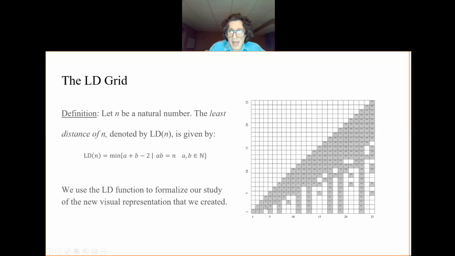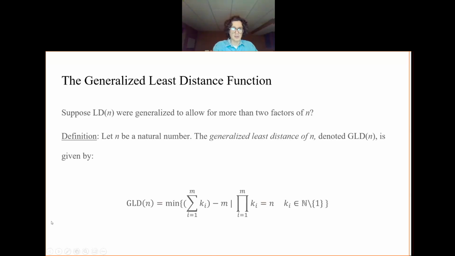Okay, so take the number 8, for example. The least distance of 8 is obtained from this grid by counting the number of blocks away from the origin. So we go 1, 2, 3, 4. So the LD of 8 is 4. Keep in mind that the LD function is not as much concerned with the actual distance from point A to point B as, say, the Pythagorean theorem would be, but is concerned with this counting, this difference in a different way. We're more concerned with the factor pair that's associated with it, with this LD function.